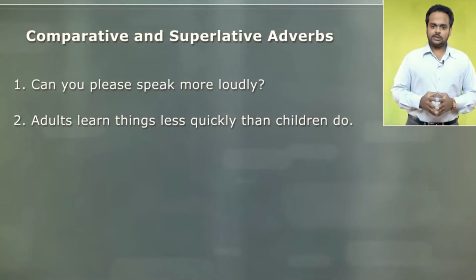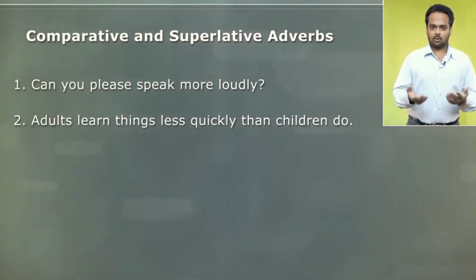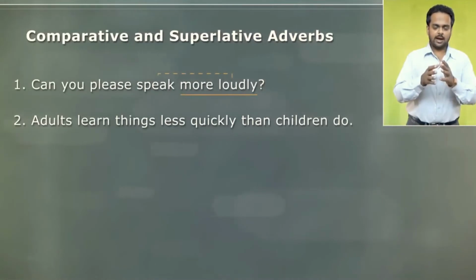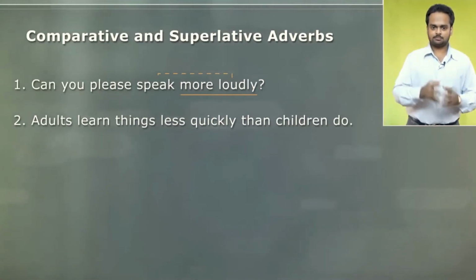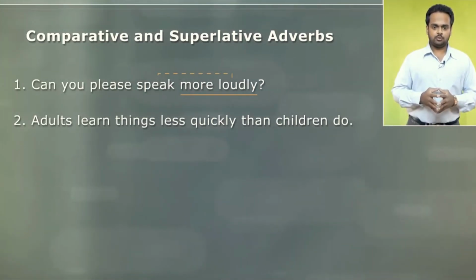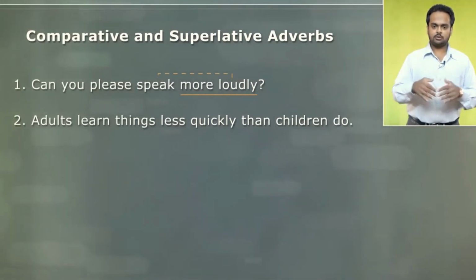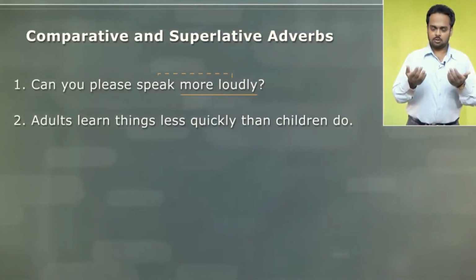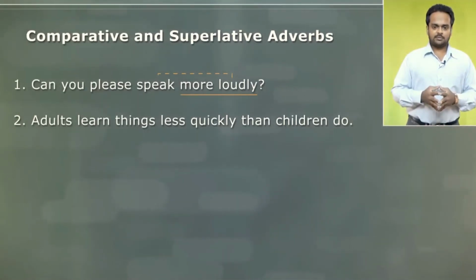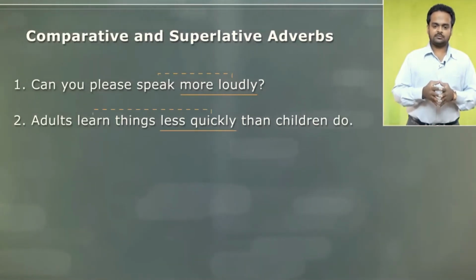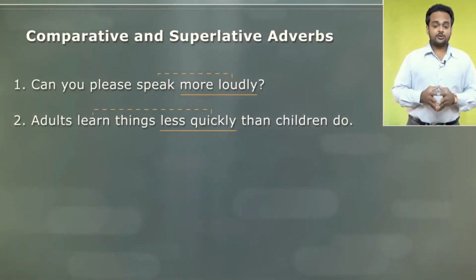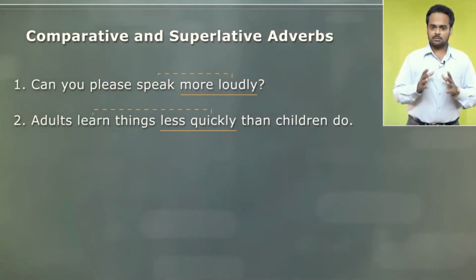On the screen, you see 2 sentences. Both of these have comparative adverbs. In the first sentence, can you please speak more loudly? So we've added more to the adverb loudly, and it becomes a comparative that modifies the verb speak. In the same way, in number 2, adults learn things less quickly than children do. That means children learn more quickly and adults learn less quickly. So the comparative adverb less quickly modifies the verb learn. Now these 2 are easy, but here's where people make mistakes.